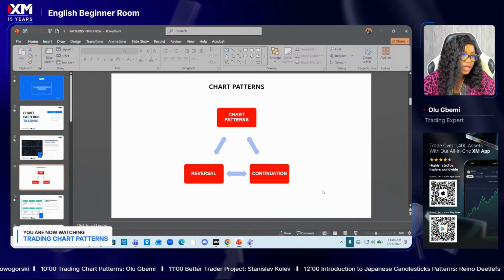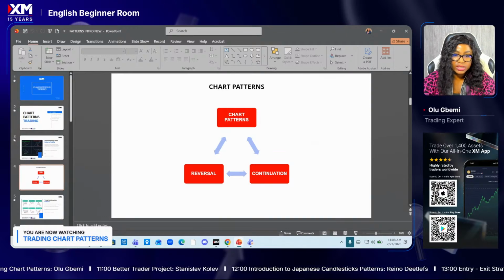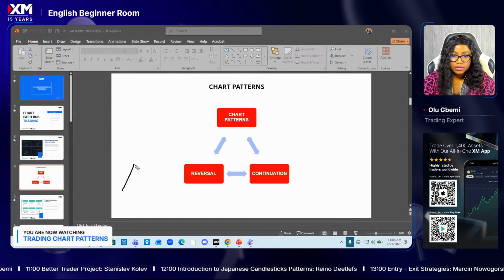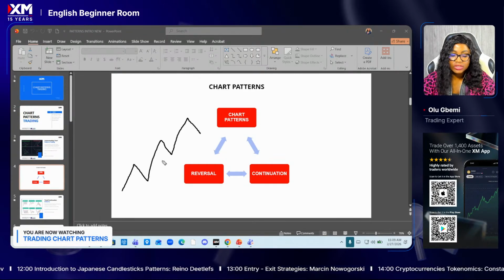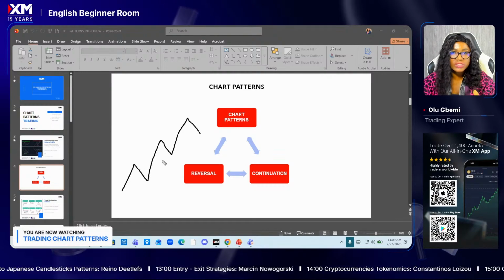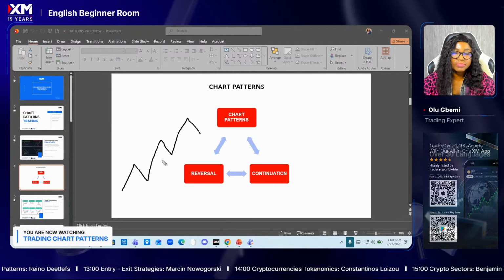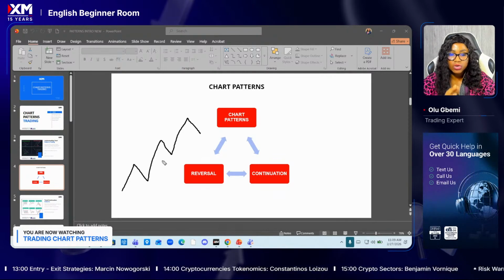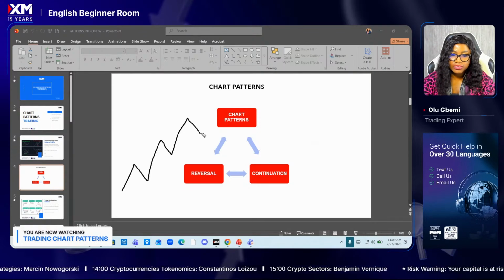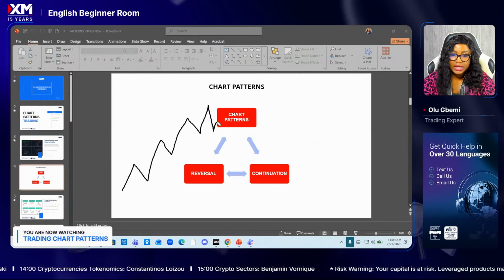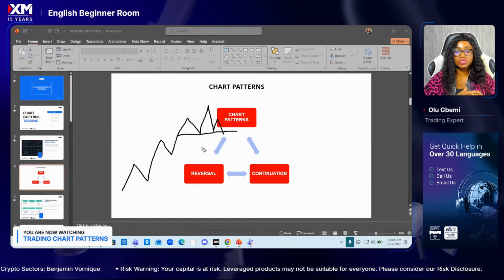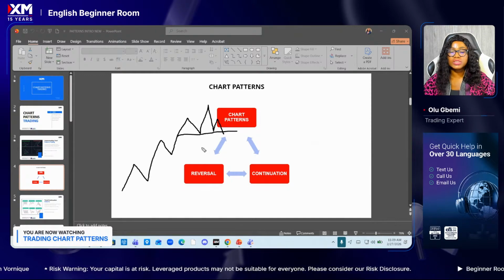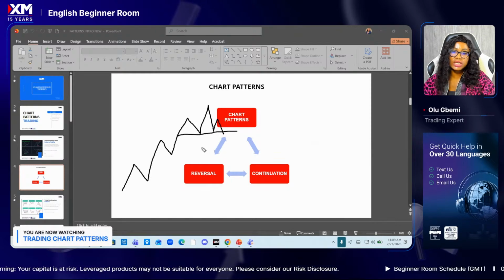So say that we have an uptrending market like this. The price has been trending to the upside. And then you have a reversal pattern. What is that showing me? That the price is about to move away from the up into a downtrend. And the reversal pattern can be like this, head and shoulders. So this pattern is called head and shoulders. It's a bearish reversal pattern. It usually indicates that an uptrend is going to change into a downtrend.